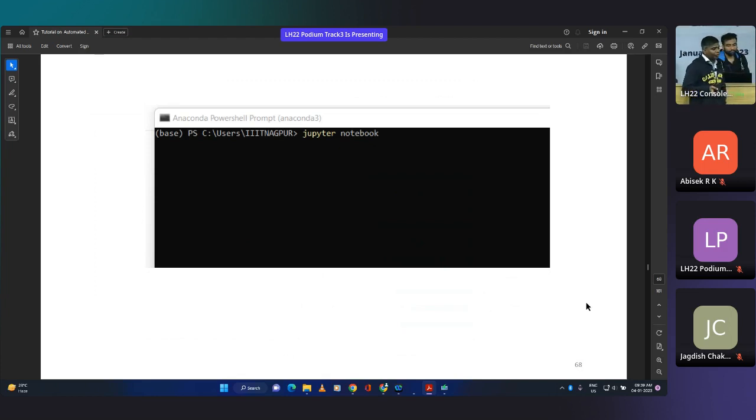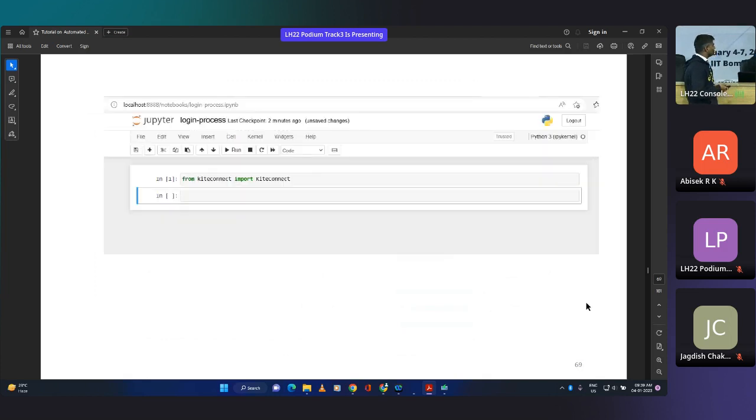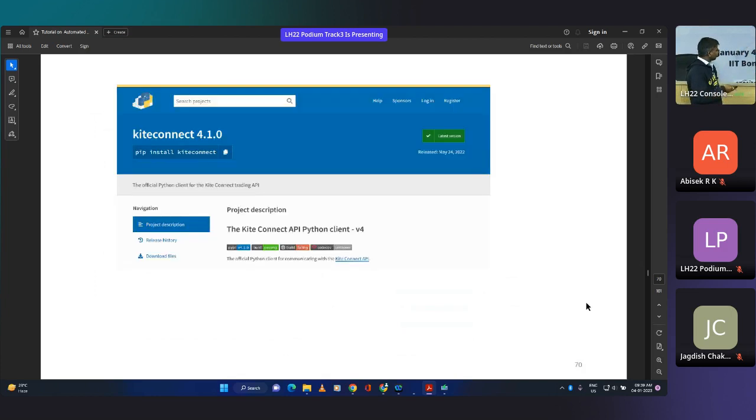You can automate your trading strategy in various languages, in Java, in Python, in MATLAB, but I have preferred Python. And there are various editors for Python, so I have used Jupyter Notebook. So first, you have to install this Kite Connect library. You can easily find the documentation of Kite Connect, and by using that pip command you can install this Kite Connect library.